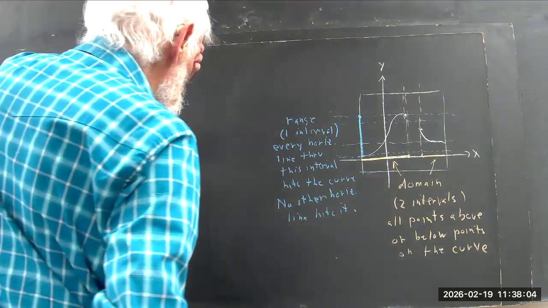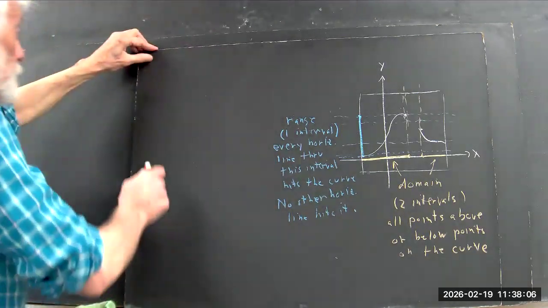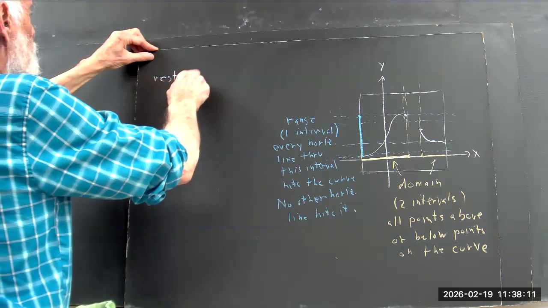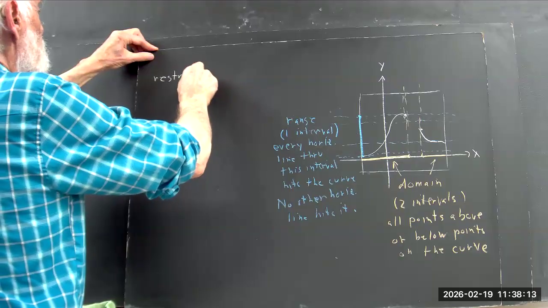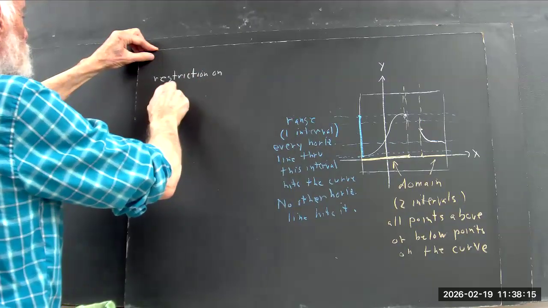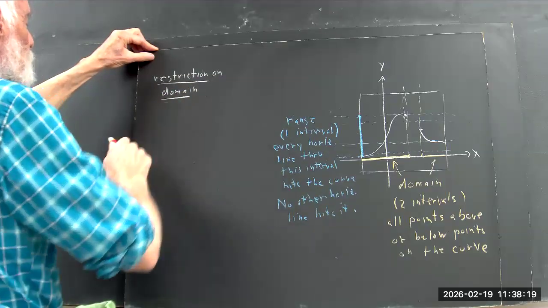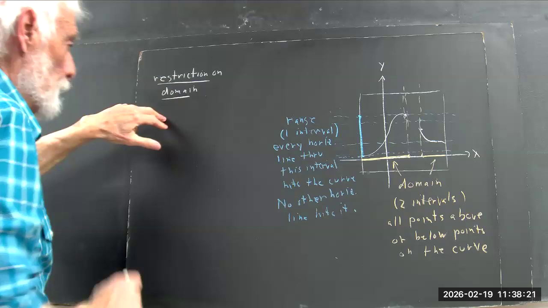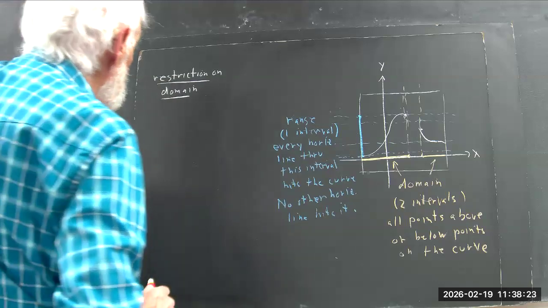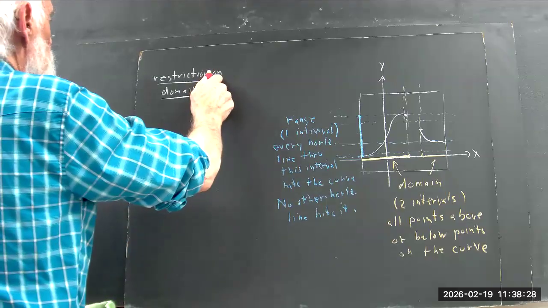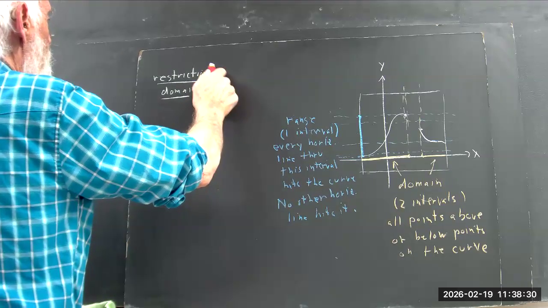Now, restrictions on the domain and range are mostly of this type. I'd say restrictions on the domain, not the domain and the range, because the domain is the thing that gets restricted. Restrictions, that's plural.